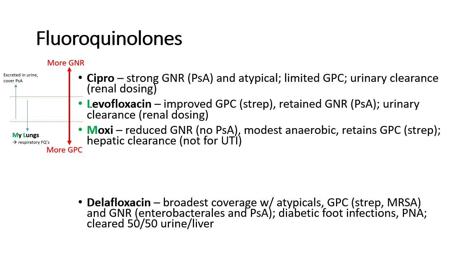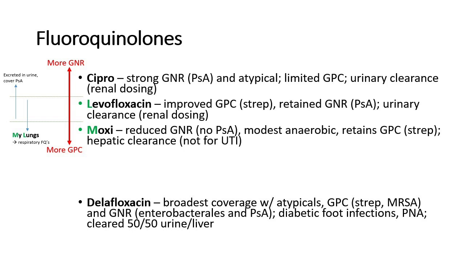Cipro and Levaquin both retain pseudomonal coverage, and the pseudomonal coverage is relatively equal. It's not like Cipro is better, but Levaquin has expanded gram-positive coverage, particularly of strep pathogens, which is what makes the respiratory fluoroquinolones their ability to cover strep, and they also have this atypical coverage, which are commonly seen in community-acquired pneumonia.